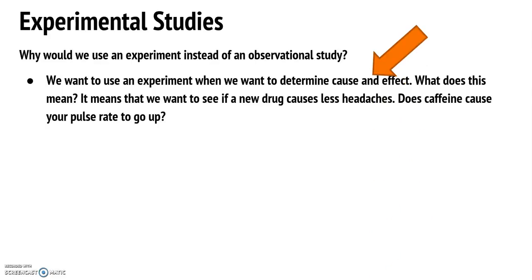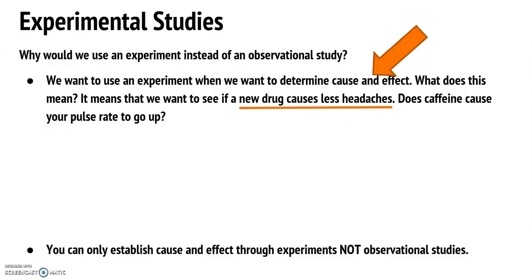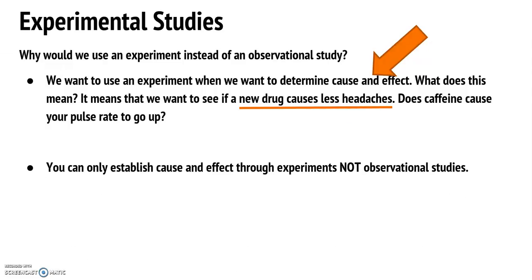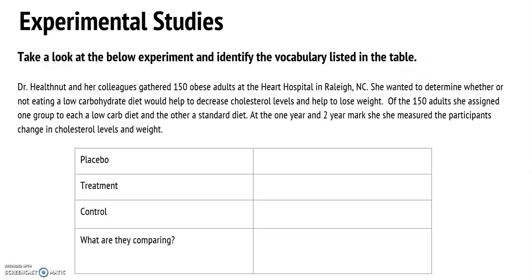This is very important because we want to use an experiment in order to determine cause and effect. So what does this mean? We want to see if a new drug causes less headaches. Does caffeine cause your pulse rate to go up? We can only do cause and effect with experimental studies. We cannot do them with observational studies. You can only establish cause and effect through experiments. So that is very, very important.